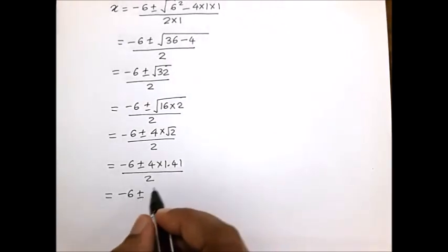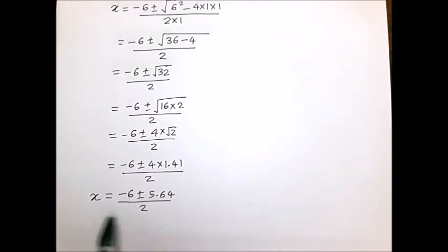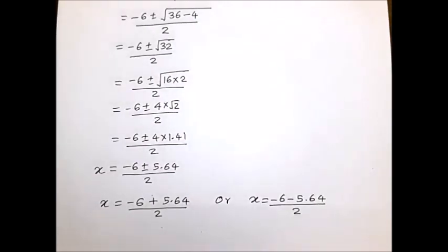4 multiplied by 1.41 is 5.64. Now I am going to separate this answer into two parts. First one, take as minus 6 plus 5.64 divided by 2. Second one, take as minus 6 minus 5.64 divided by 2. Take positive 1 here, plus 5.64. Take negative 1 here, minus 5.64.